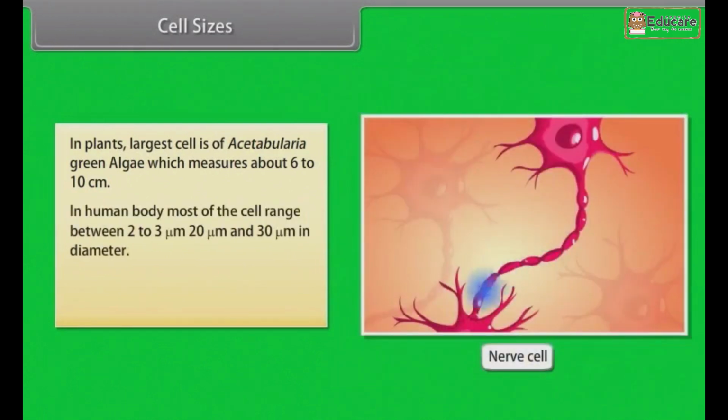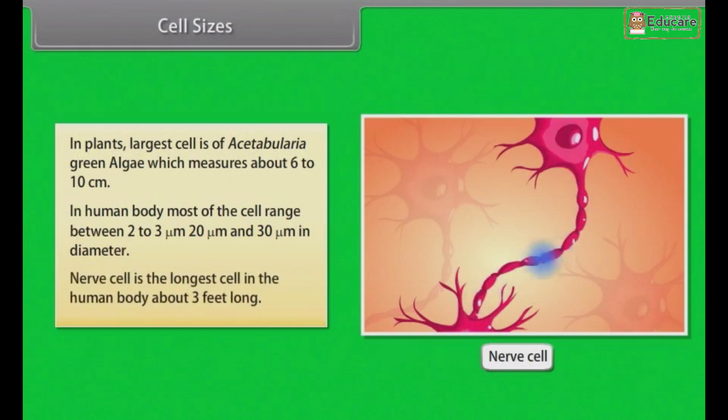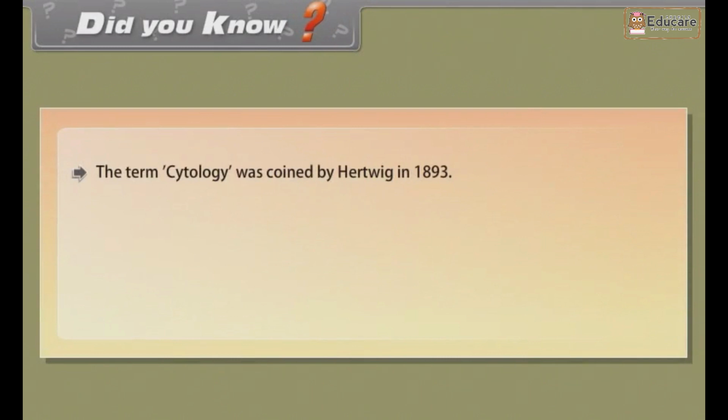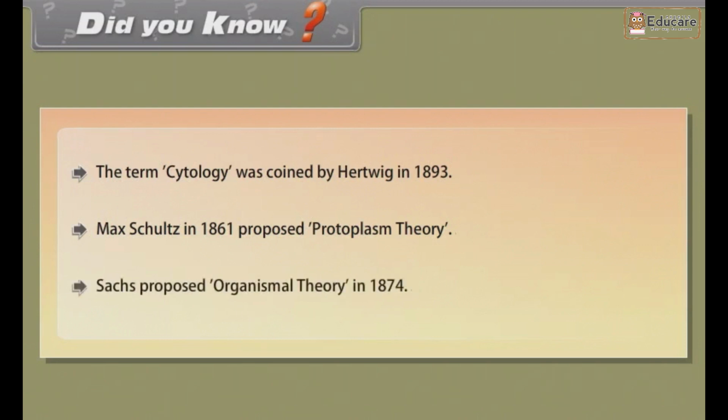In human body, most of the cells range between 2 to 3 micrometer, 20 micrometer and 30 micrometer in diameter. Nerve cells are the longest cells in the human body, about 3 feet long. Did you know the term cytology was coined by Hertwig in 1893? Max Schultz in 1861 proposed protoplasm theory. Sachs proposed organismal theory in 1874.